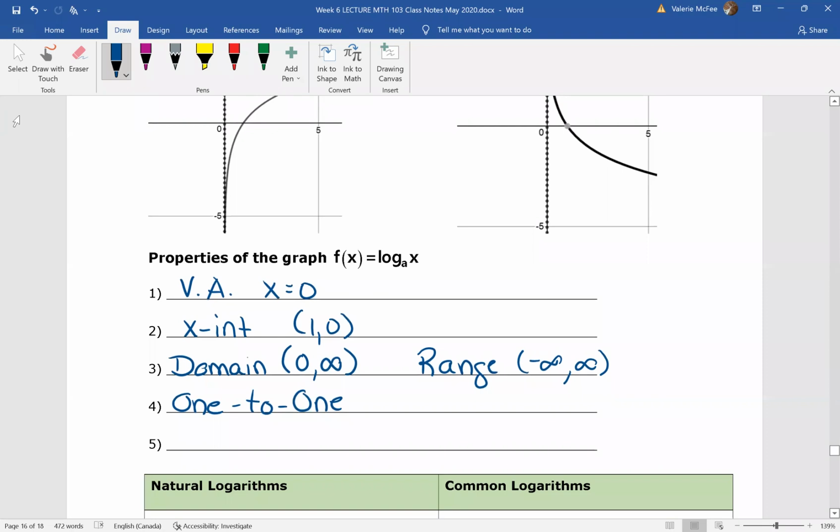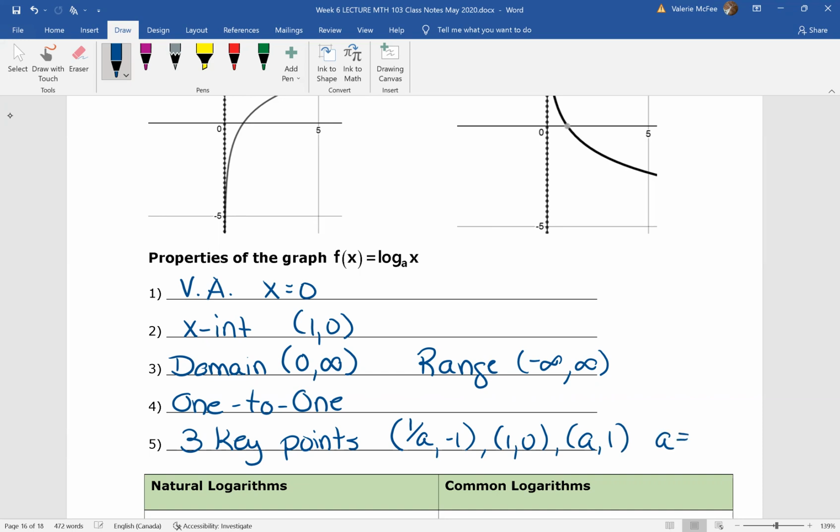And of course, they both have 3 key points that we've already mentioned, and I hope you've started to memorize: (1/a, -1), (1, 0), and (a, 1), with, of course, that vertical asymptote, and a is the base.